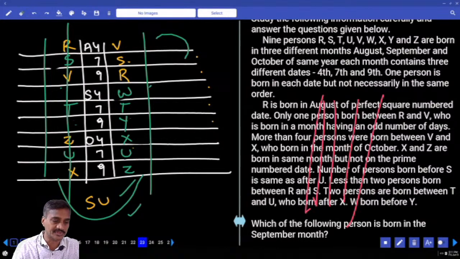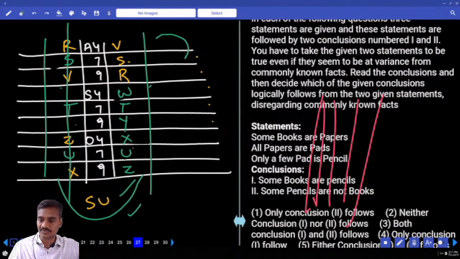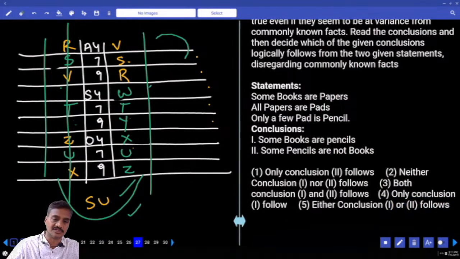And this is about 23 to 26. Then 27 to 30. Now in this 27 to 30, they are based on syllogism.